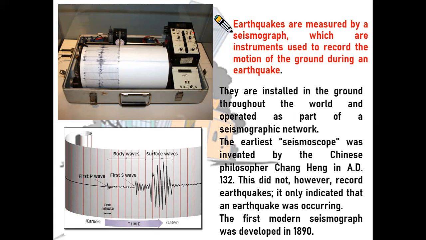So it was made out of a huge vessel, and on the sides it had little balls on top of it, and depending on the motion that it sensed, the balls came down. So depending on where the ball came from, it would indicate that it was from the south, from the east, from the north, or from the west. And the modern seismograph was developed a long time later, in 1890.